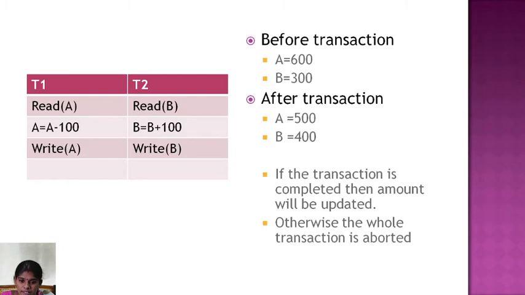Otherwise, no operation can be performed. That is, if the whole operation is performed, the database is updated; otherwise, it does not perform any operation. So if any rollback condition or abort condition is created, then A equal to 600 and B equal to 300 is maintained. That is the first consistent state. The database value cannot be changed because I have not completed all the operations.